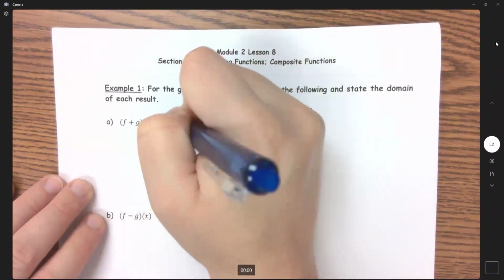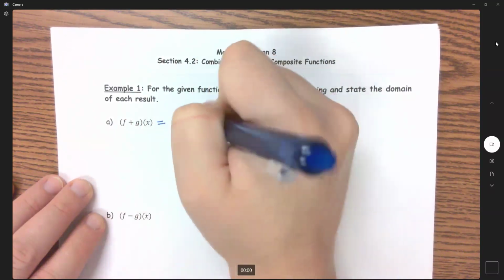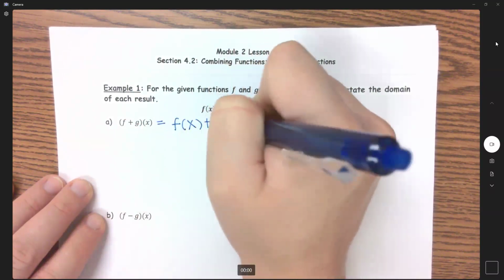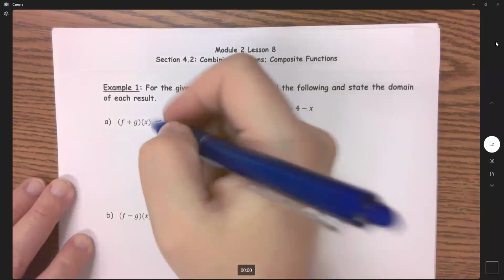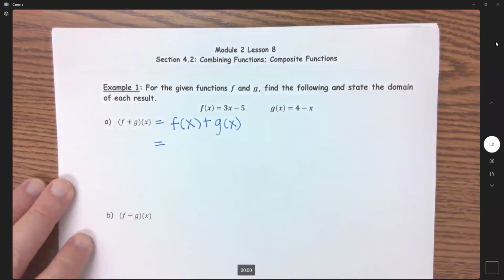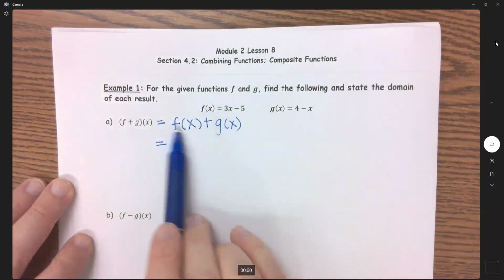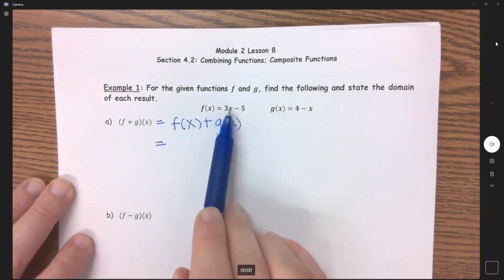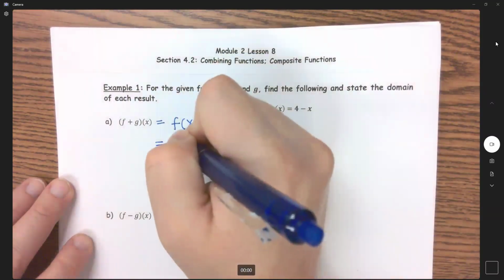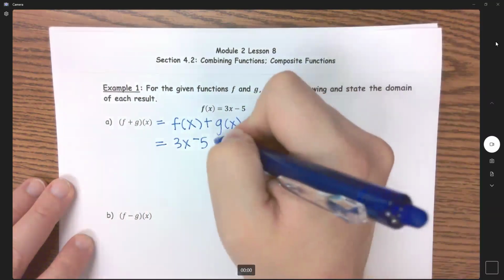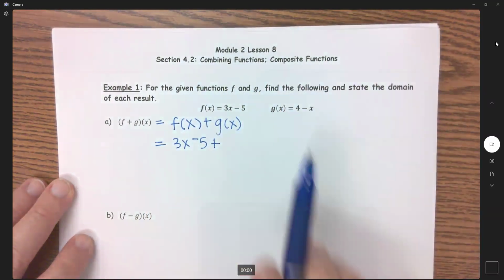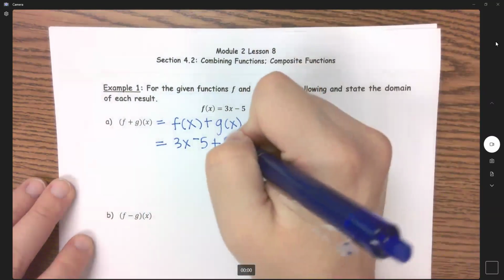So if we expand that out, that is f of x plus g of x. So substitute in your functions, right? What is my f of x function? That is 3x minus 5. Plus, what's my g of x function? 4 minus x.